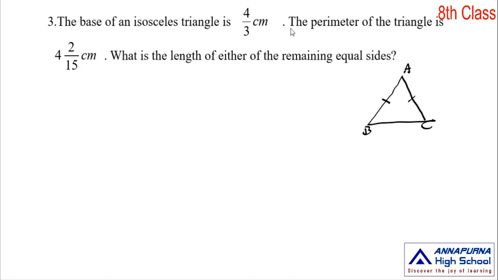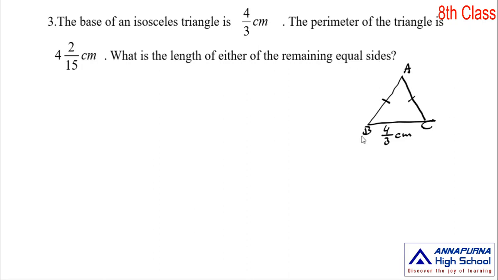In this isosceles triangle, the base is 4/3 centimeters. So what is the base here? BC is the base, which is 4/3 centimeters. And the perimeter of the triangle is 4 2/15 centimeters. So what is the length of either of the remaining equal sides?